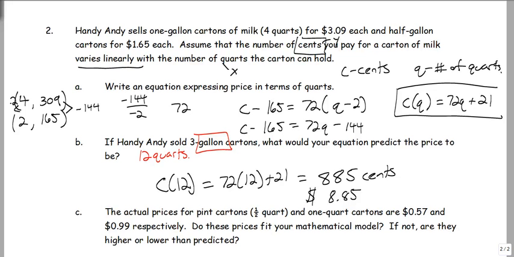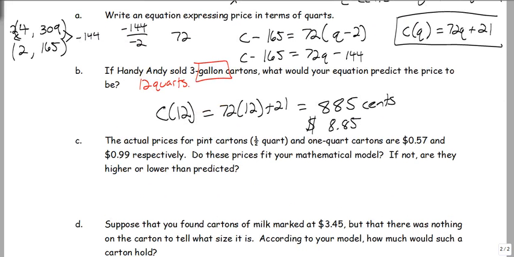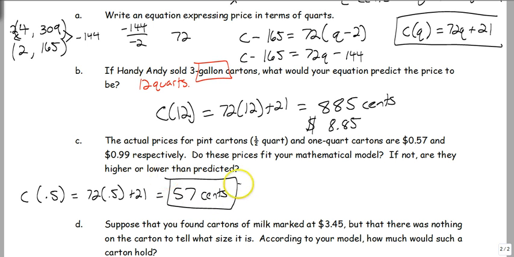The actual price for pint cartons, so that's half a quart, and 1 quart cartons are 57 and 99 cents respectively. Do these prices fit your mathematical model? If not, are they higher or lower than predicted? Well, I'm telling you what they should be. You find out what they turn out to be based on plugging in. So I'll start with C of 1/2 a quart. Alright, and you should get 57 cents. So half quarts are actually exactly right on. This fits the model.